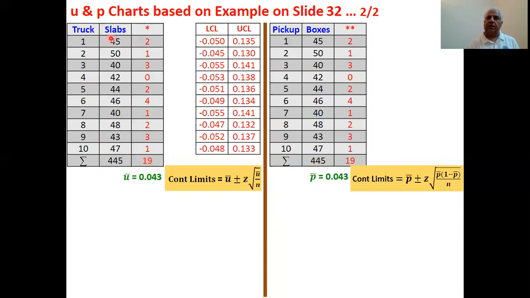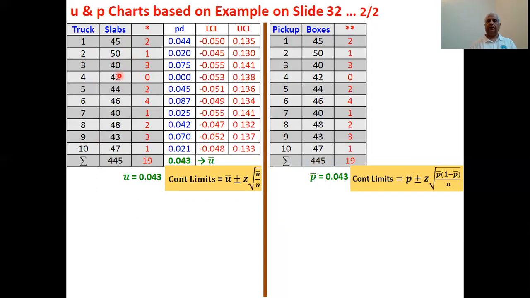So in the first truckload, 2 were defective out of 45. So what is the proportional figure? We divide 2 by 45. We divide 1 by 50. We divide 3 by 40. We divide 0 by 42, and this is what we get. And if we have done our calculations correctly, when we add these, it will be exactly the same as U bar over here. That is 0.043.